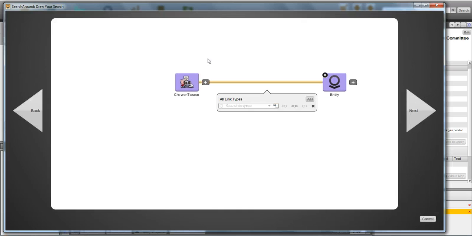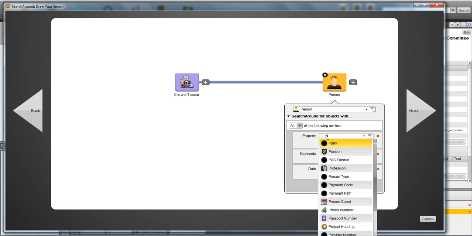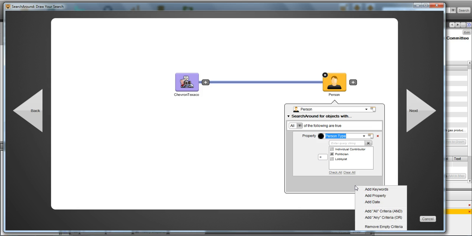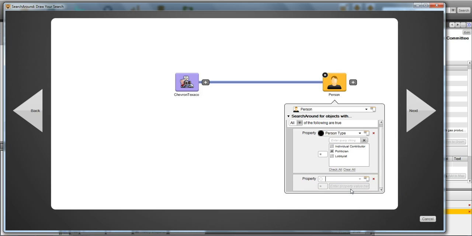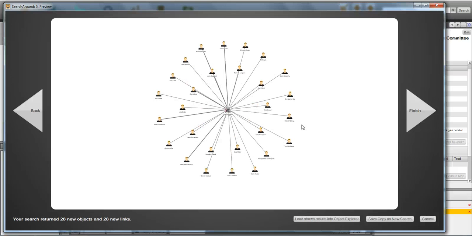So I'm going to draw my own search. I'm not sure if I'm only looking at campaign funding. There may be more links than that, so I don't want to limit myself here. But I do know that I'm looking for individuals and specifically politicians. I don't need these. And I know that I'm looking in the state of California. So I'm going to conduct my search here. Wait for my results. Here we go. So I have some results here. I'm going to take these back to my graph.